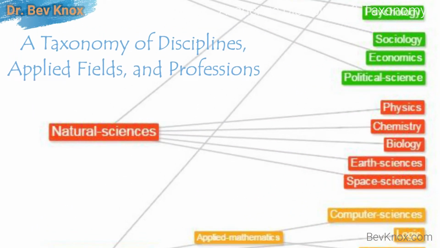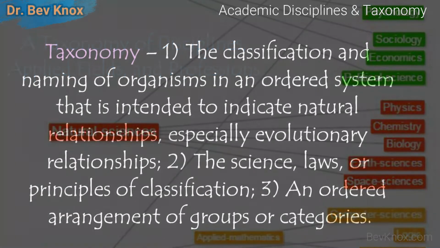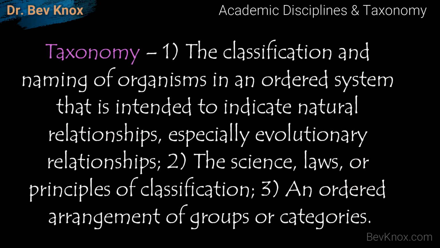So moving on to a taxonomy of disciplines, applied fields, and professions, we first need to know what taxonomy means. First, it is the classification and naming of organisms in an ordered system that is intended to indicate natural relationships, especially evolutionary relationships. Second, the science, laws, or principles of classification. And third, an ordered arrangement of groups or categories.